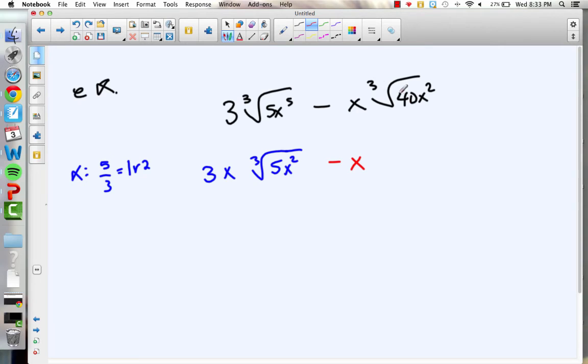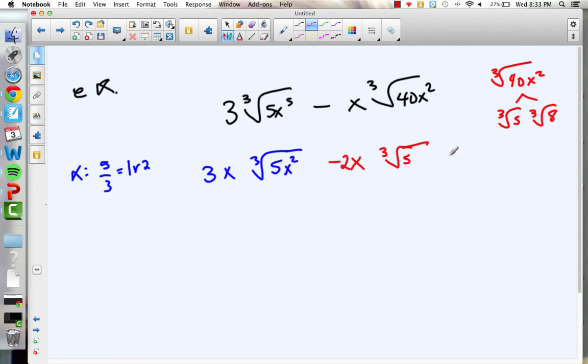Well, you can't take the cube root of 40, but remember we're trying to subtract, so we have to have like terms. Well, so that means we need to break that cube root of 40x squared into something where we can have a cube root of 5. Well, we've got a cube root of 5. 5 times what gets us 40? 8. 5 times 8. Well, in this case, what's the cube root of 8? The cube root of 8 is 2, so we're going to stick a 2 out in front. Okay, and then we've got our cube root of 5.